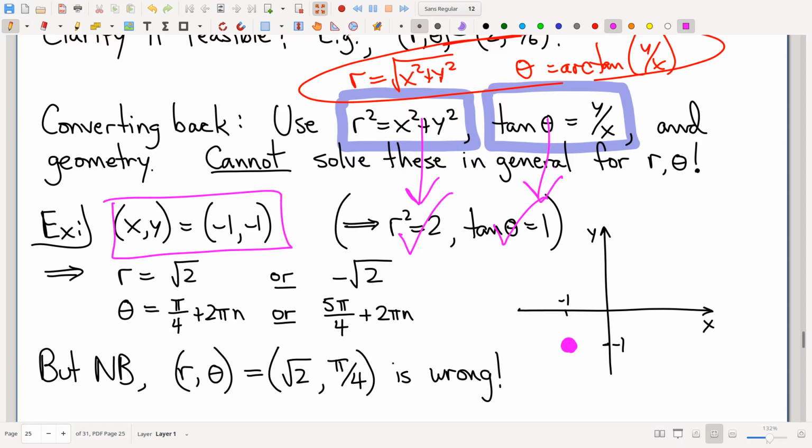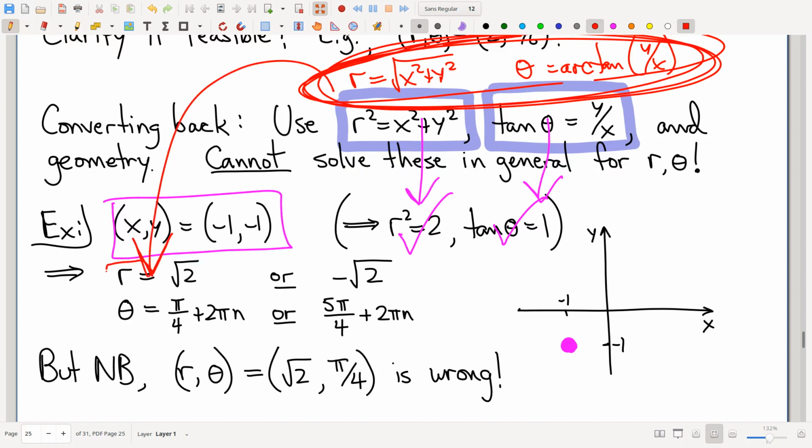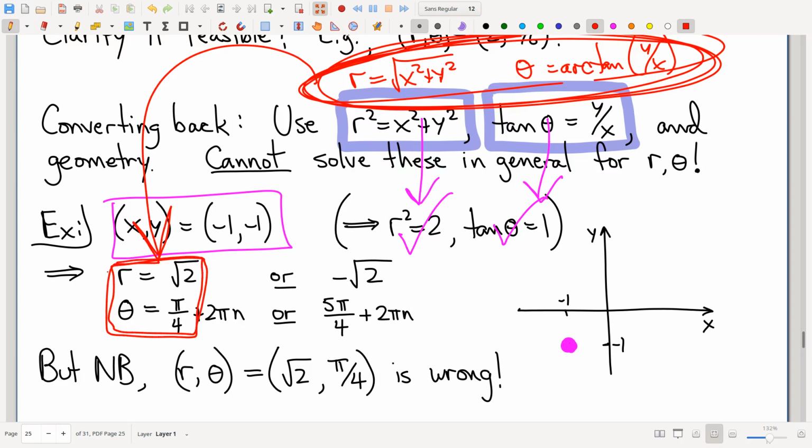If you were mistakenly to use these formulas up here, well, you can just take the square root of the r squared and the arctan of the blah blah, and what you would conclude is that, well, in fact, here, let me be a little bit more careful. You would conclude that r would be square root of 2, and theta would be pi over 4, which would put you over here, which is wrong.